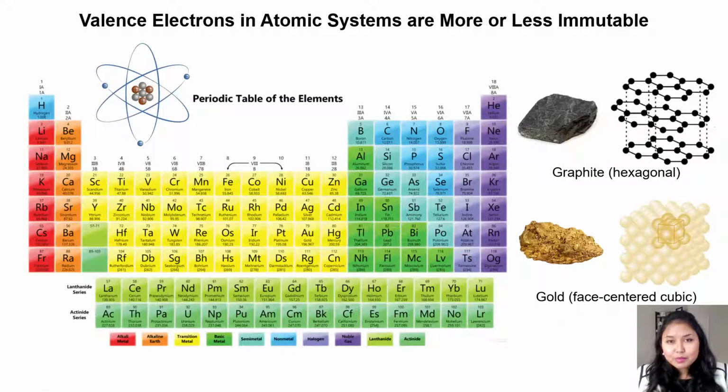Now, when we think about building materials, the first thing that comes to mind is the periodic table. And this is because the periodic table provides a menu of every single element that is known in the universe. And all materials are nothing but a combination of one or more of these elements. But the thing about atomic systems is that their valency is more or less immutable. And what that means is that we can't really force any element to adopt any valency.